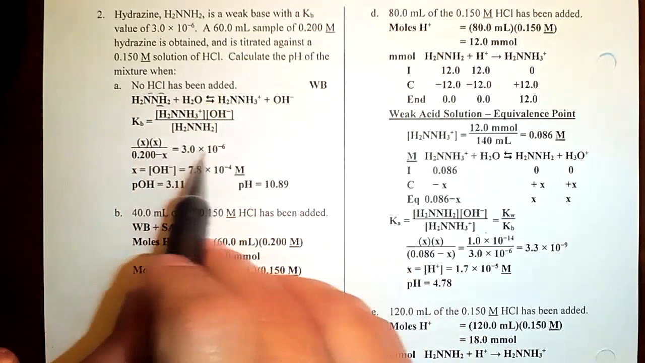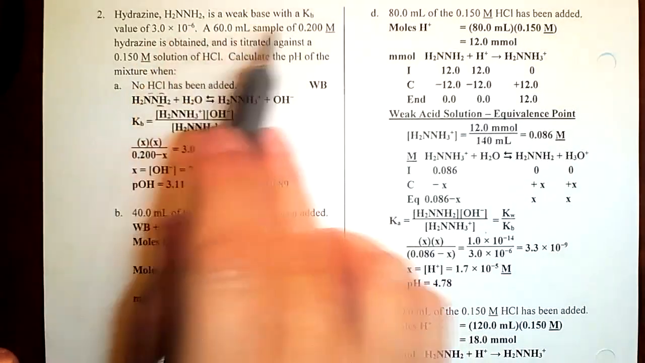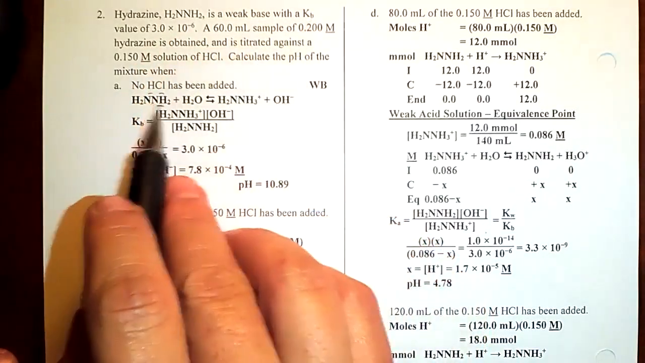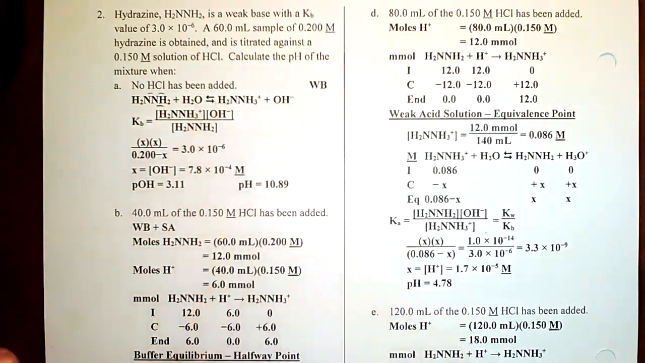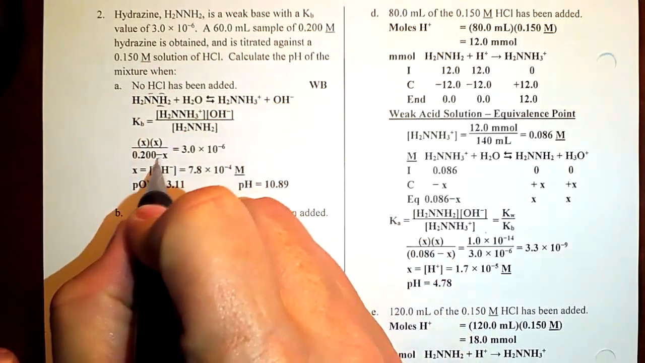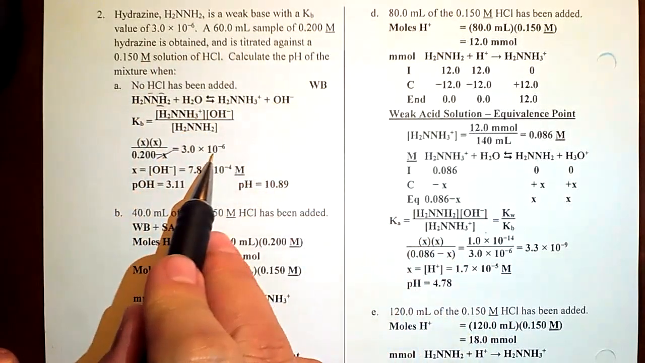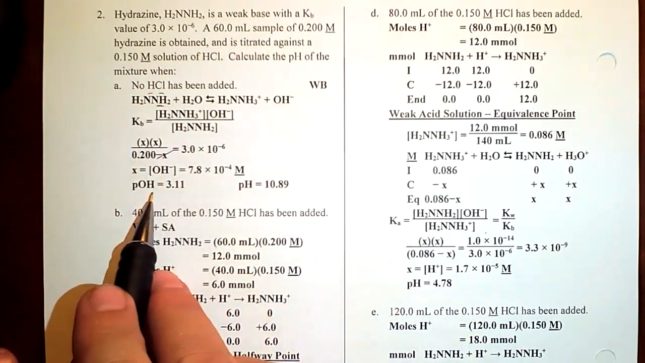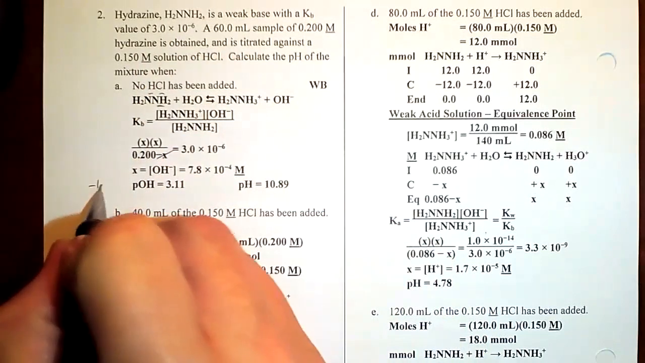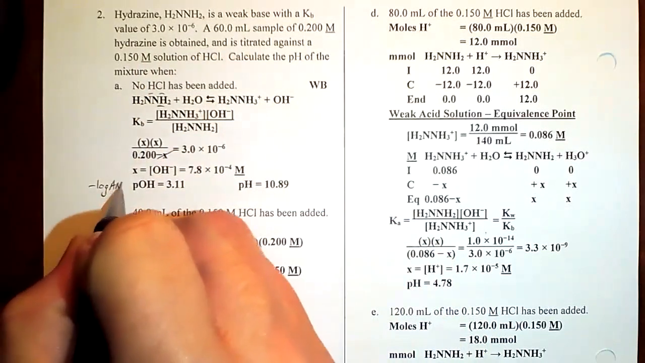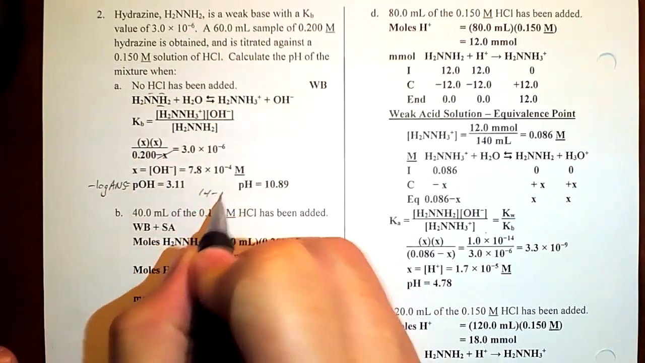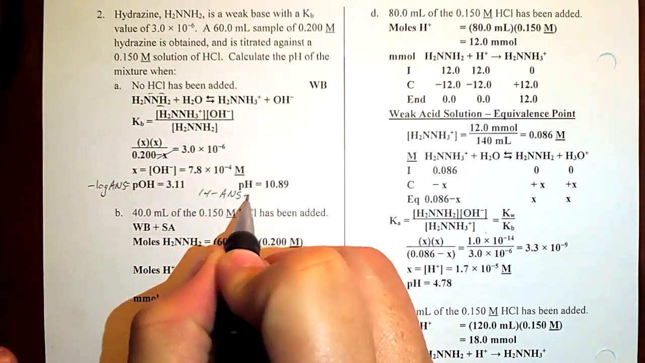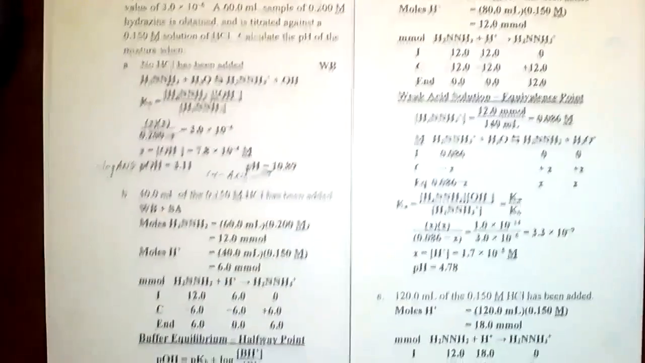And here's our K expression. We got the K from up here, double checking, it is a KB. This is a base expression, so that does work. We're going to be able to cross this out because this KB is much smaller than that molarity involved. We solve for OH minus. Negative log of that number is POH, and 14 minus that answer is pH.